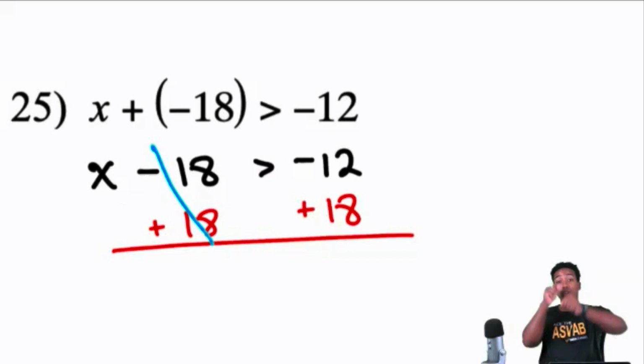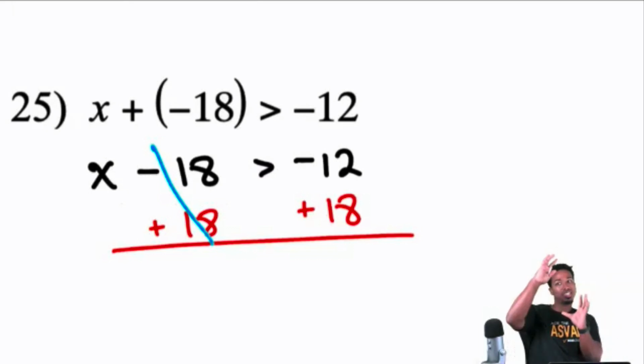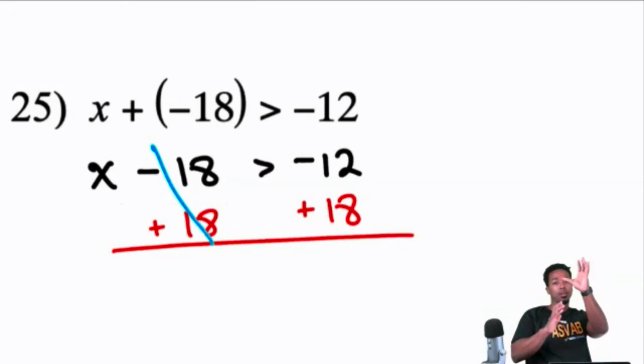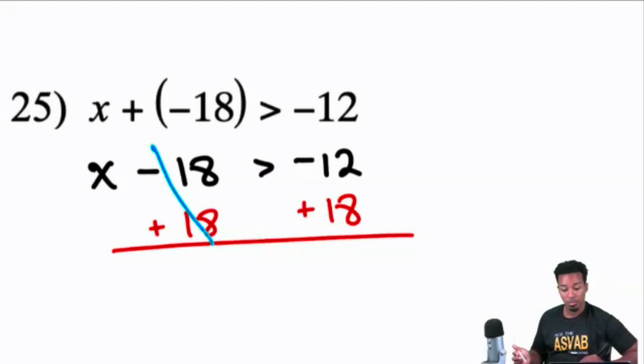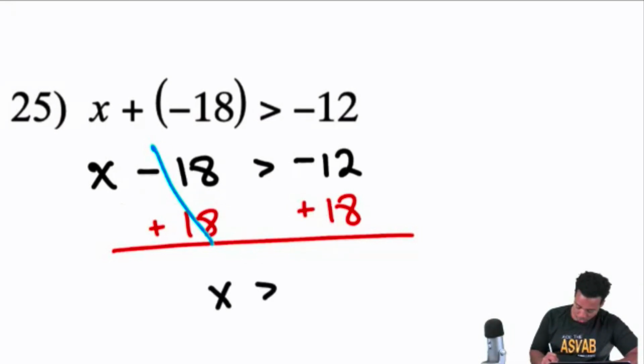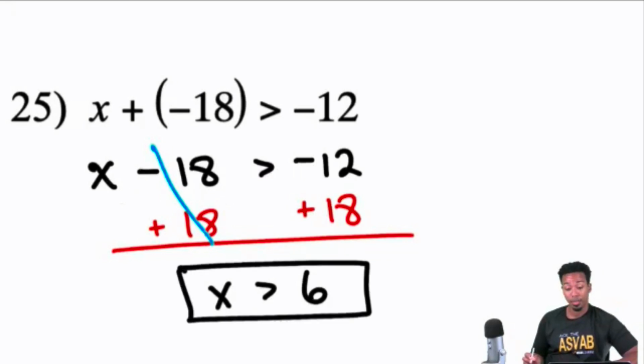So if you're going to rearrange it, just bring the sign with it. So we have a negative 12 plus 18. 18 minus 12. Everybody, 18 minus 12 is what? 6, correct. And so we have x is greater than 6. That's what the answer would be there.